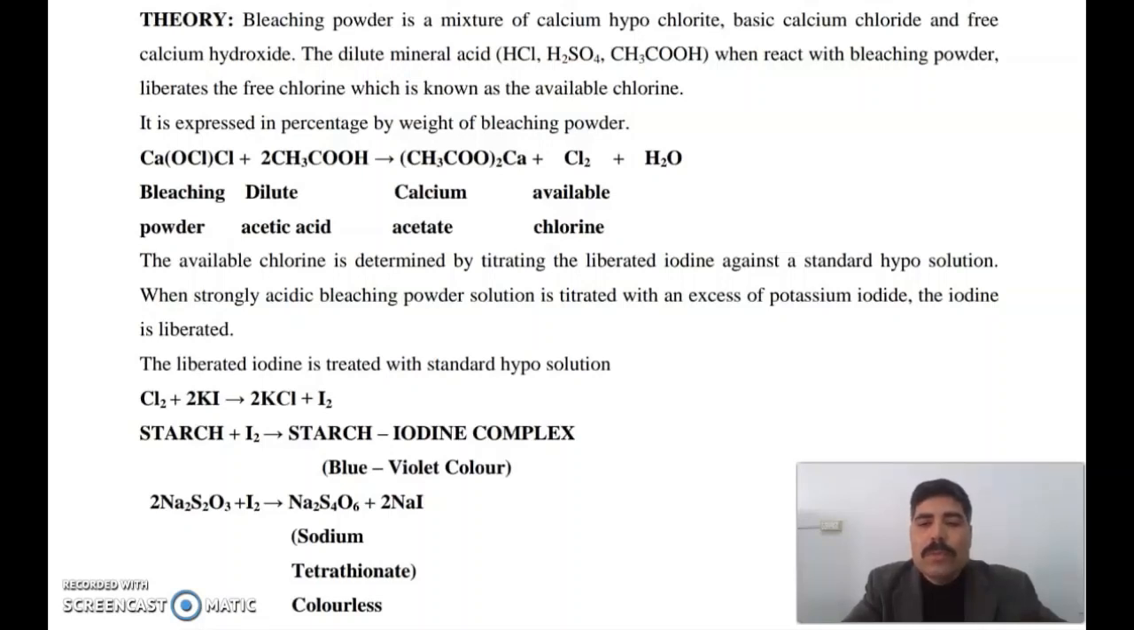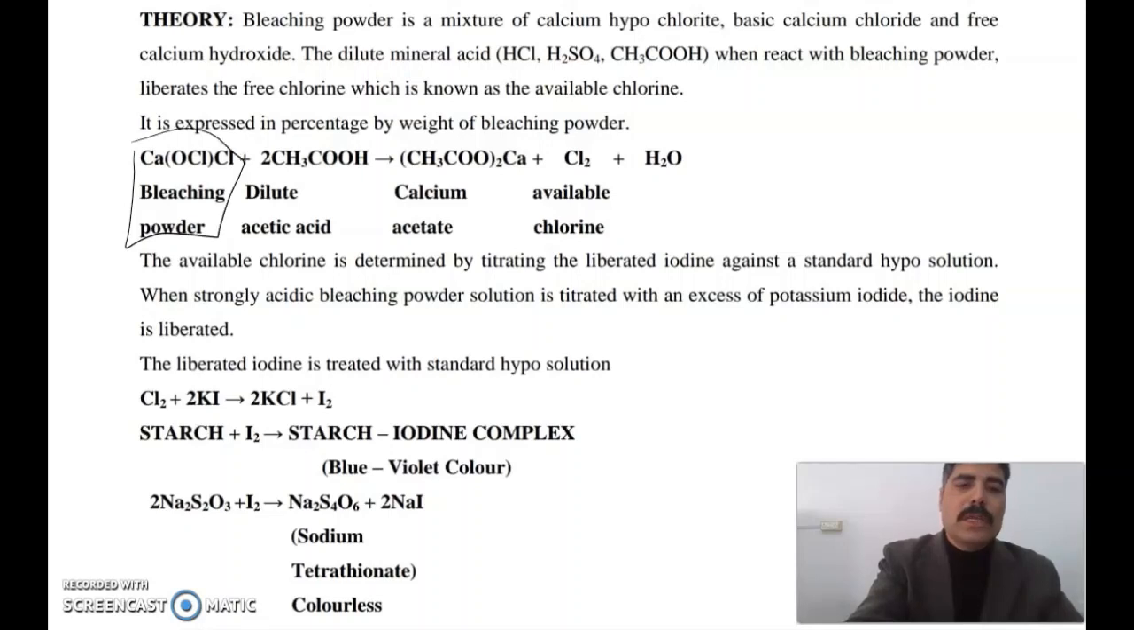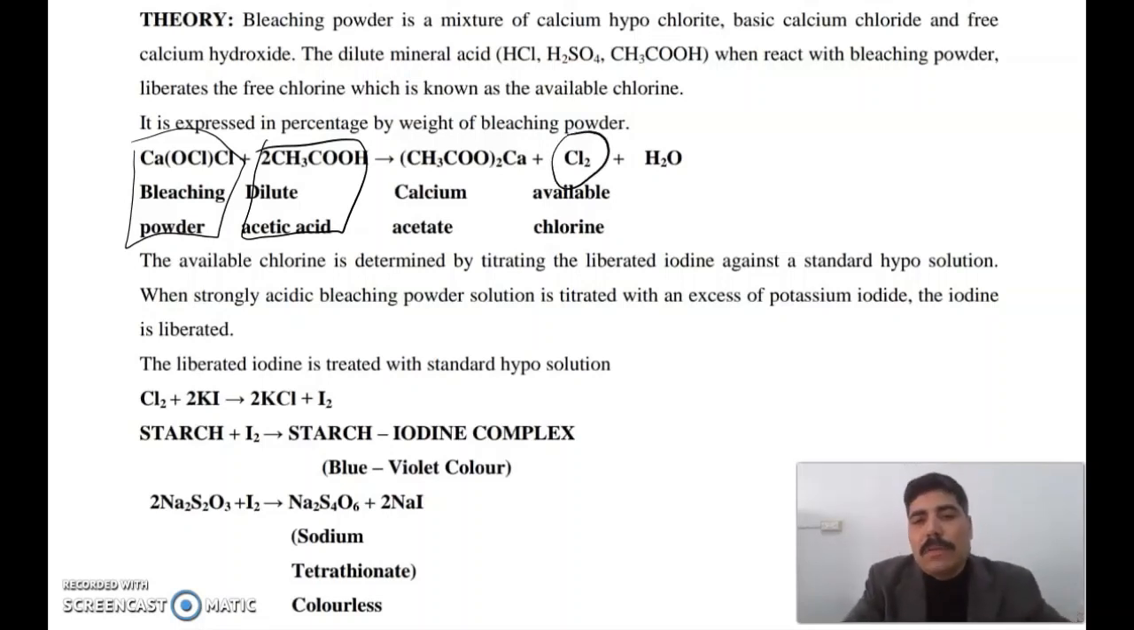Now we move to the theory of the principal part of the experiment. Dilute mineral acids, when they react with bleaching powder, release chlorine, which is known as available chlorine, and we have to report it in terms of percentage of available chlorine. The available chlorine is determined by iodometric titration. See, this is the reaction. This is the main constituent of bleaching powder, calcium hypochlorite. When it reacts with dilute acetic acid, it releases chlorine, which we determine by iodometric titration.